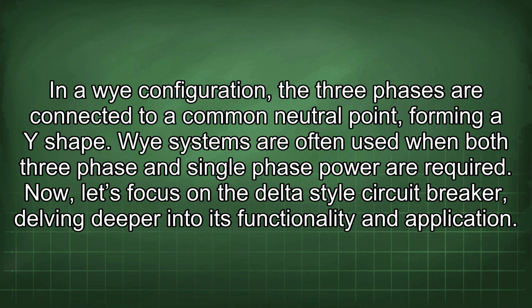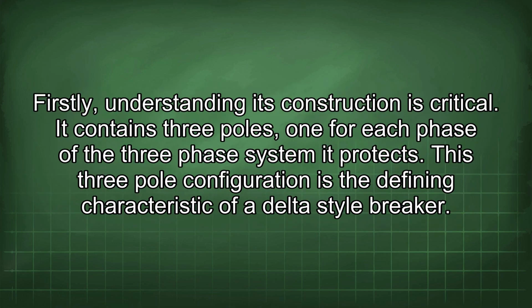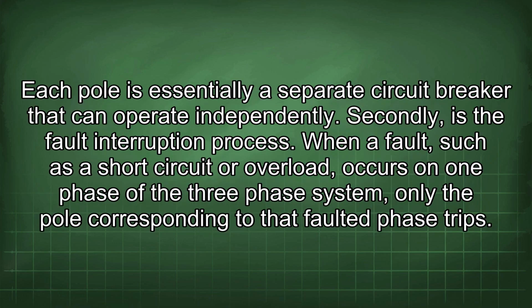Now let's focus on the delta-style circuit breaker, delving deeper into its functionality and application. Firstly, understanding its construction is critical. It contains 3 poles, one for each phase of the 3-phase system it protects. This 3-pole configuration is the defining characteristic of a delta-style breaker. Each pole is essentially a separate circuit breaker that can operate independently.